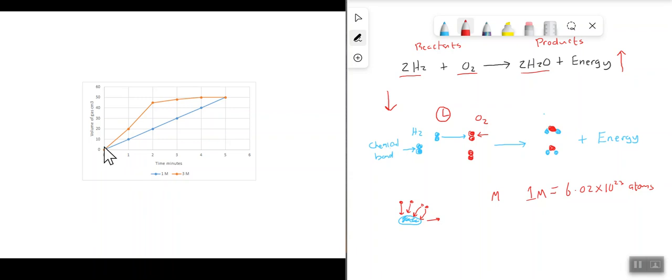So if we start off with 1 mole, this is what the rate of the reaction looks like. If we increase that to 3 moles, or we increase the concentration, we can see that we get a much bigger volume of gas being produced over a period of time. So what that says is that if we increase the concentration, for example, of the reactants, we increase the rate of the reaction because we give more opportunity for these collisions to happen.